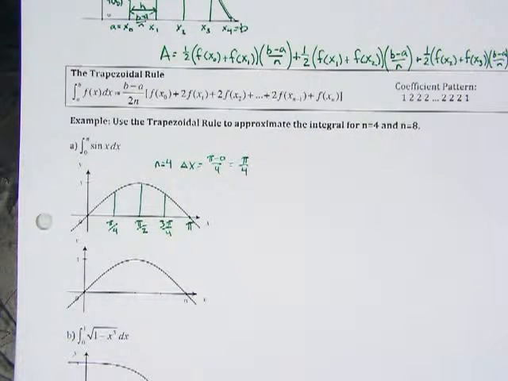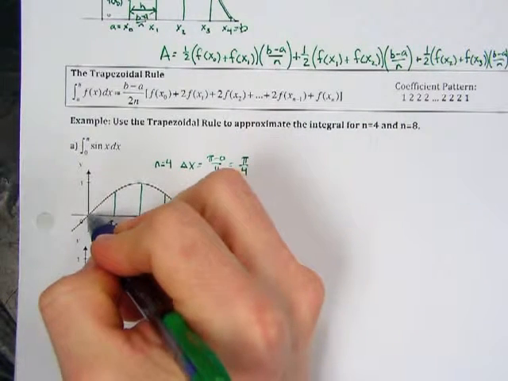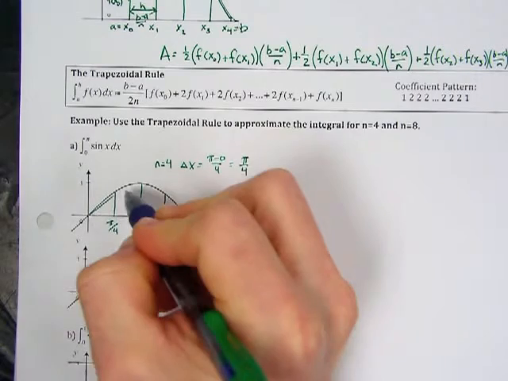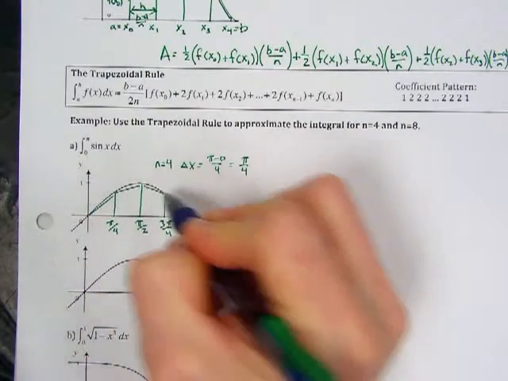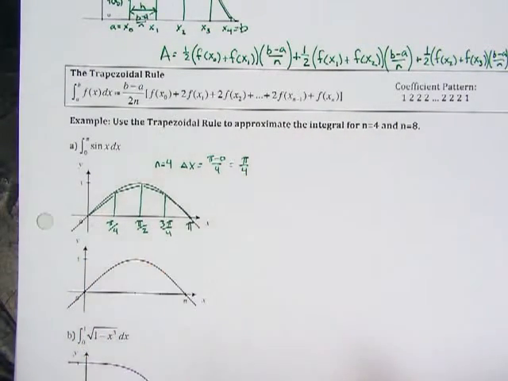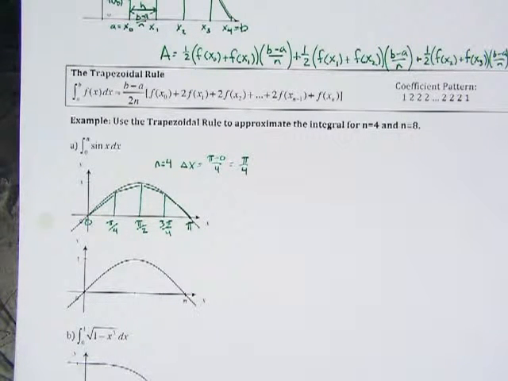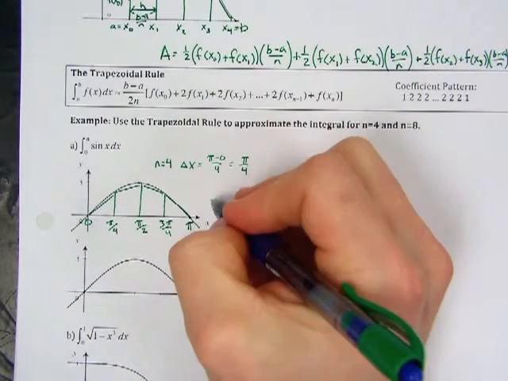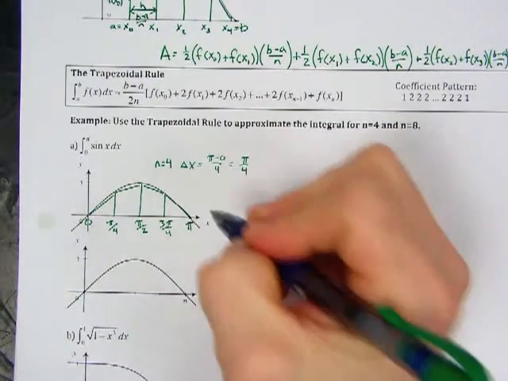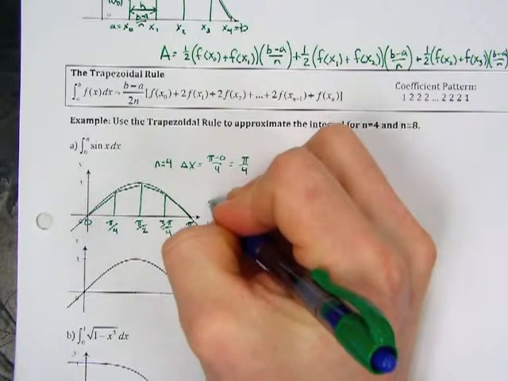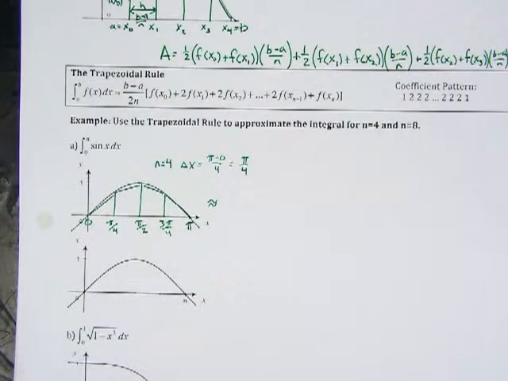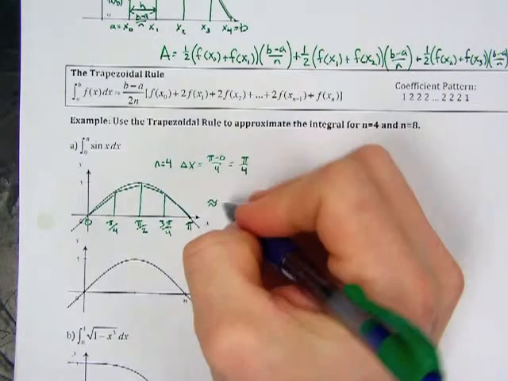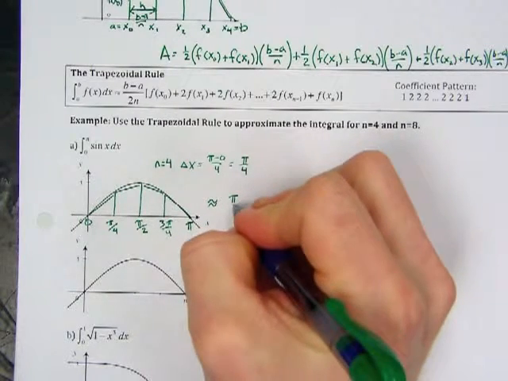So now you can kind of see our trapezoids here. That looks like a triangle. It is a triangle. So let's apply the rule now. So the integral is going to be approximately b minus a over 2n. So it's really pi over 8, because 2 times 4 is 8.